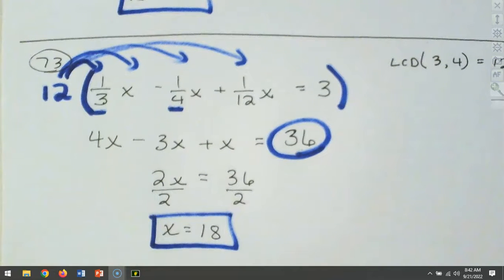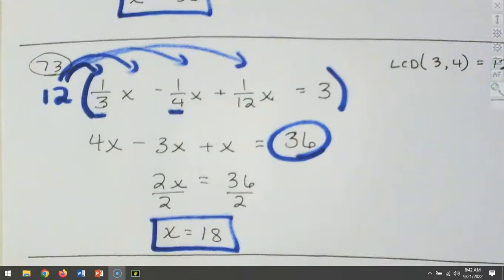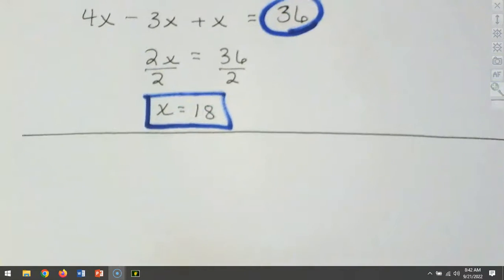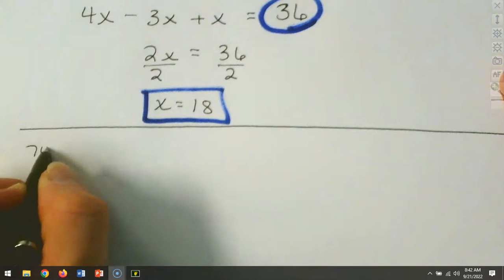We're going to be using this technique a lot when we clear the fractions. If we have an equal sign, we can always clear the fractions. Sometimes it may not be the easiest thing to do. You might want to work with them, but most of the time we clear them out. Let's do one more, and then we'll take a short break.